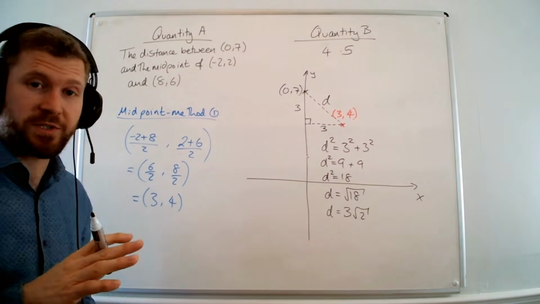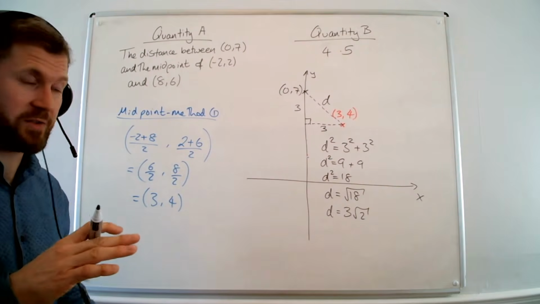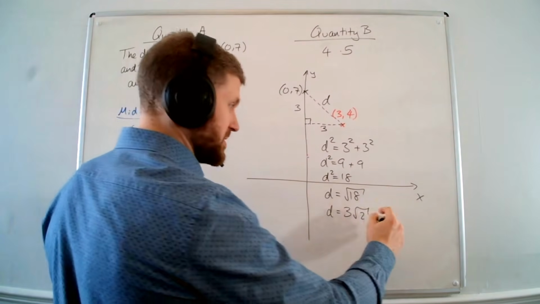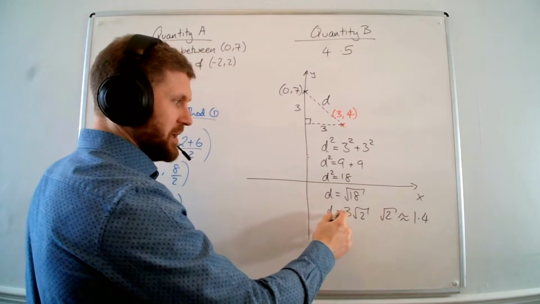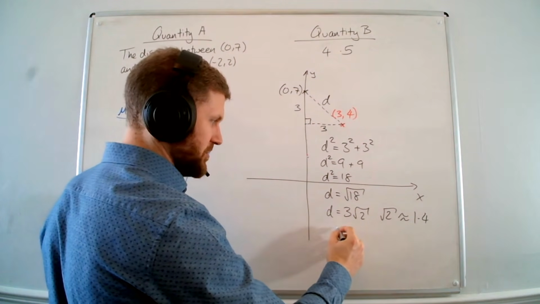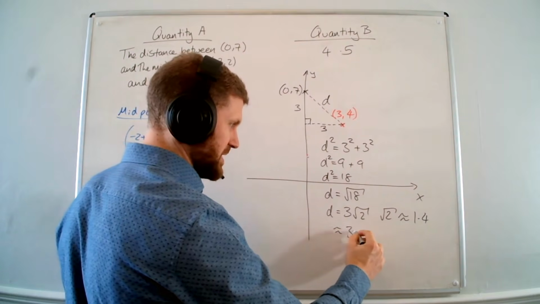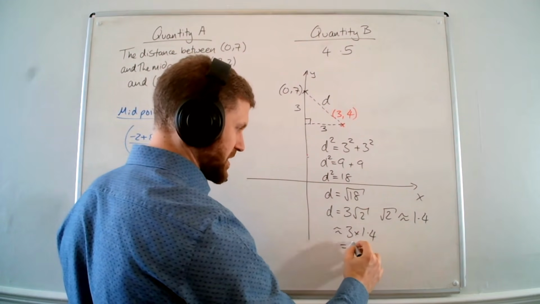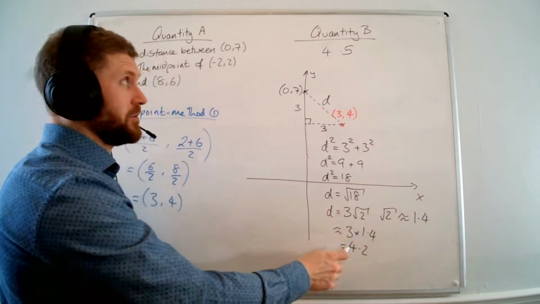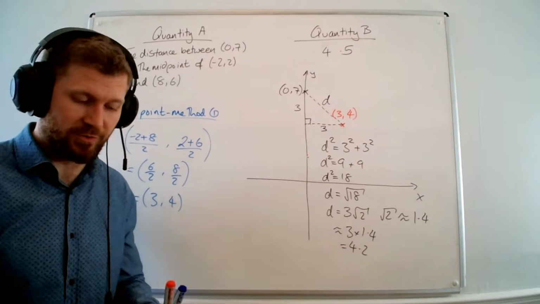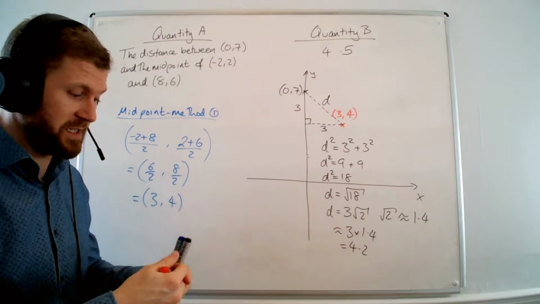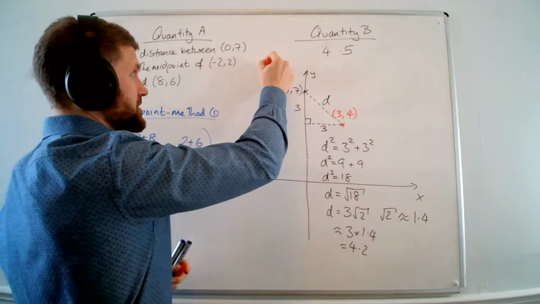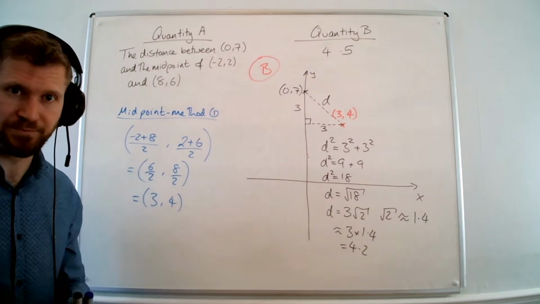One of the things you might want to just tuck away for later, if you need an approximation, the square root of 2 is approximately 1.4. So 3 times the square root of 2 is going to be approximately 3 times 1.4, which will come out to be 4.2. 4.2 is less than 4.5. So I can say quantity B here is going to be bigger than quantity A. And so the answer to this question is going to be B.